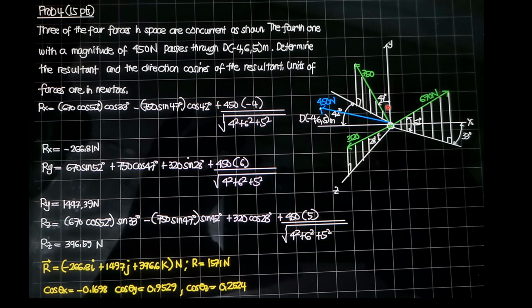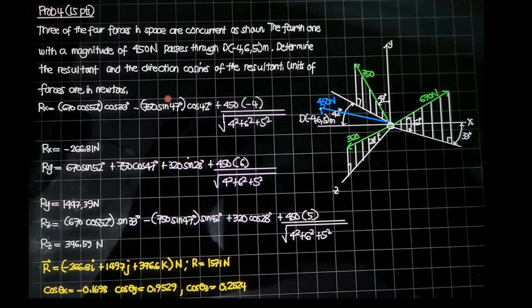From there, we can now compute the resultant in vector form, because this is in 3D, so we should express the resultant in vector form unless otherwise specified that we have to compute for the magnitude. So R therefore is equal to negative 266.8 i, because we need to express the final answer to four significant figures, plus 1497 j, plus 396.6 k in Newton. The magnitude of that is 1571 newtons, the square root of the sum of squares of these components.